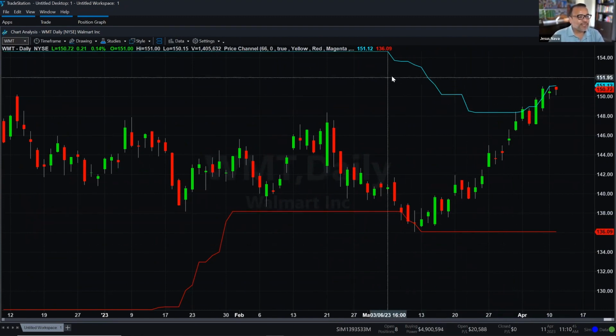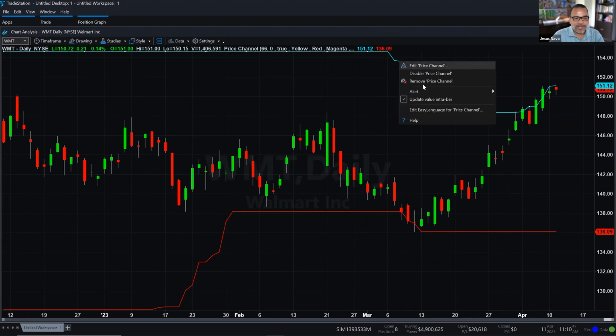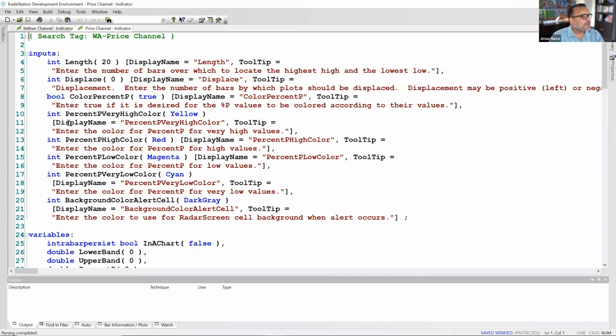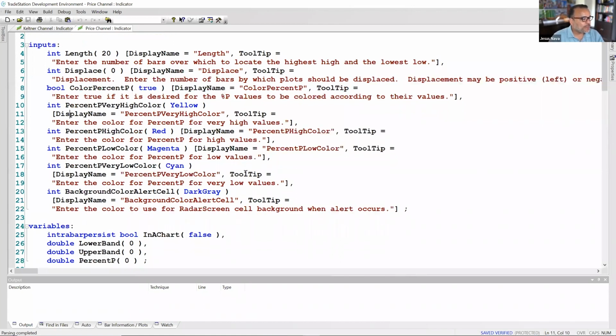Now let's go ahead and take a look at the signal. I'm going to right click on the indicator and go to edit EasyLanguage for price channel. Why am I going to edit EasyLanguage? Because that's how I find out what alert or what signal is being triggered by the alert. If you go to the alert tab, the only thing you can do there is enable it. But if you want to know what is the condition that triggers the alert, we have to go to the EasyLanguage of the price channel. Okay, so now here's the code for the price channel.